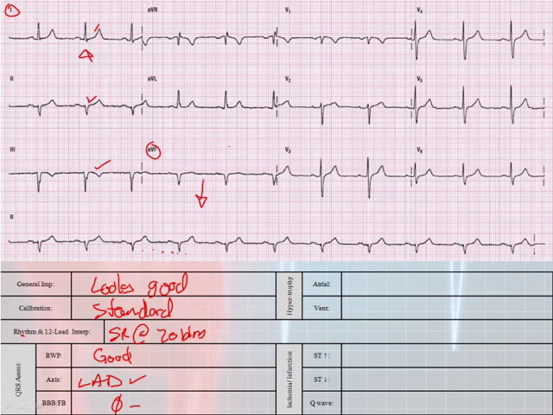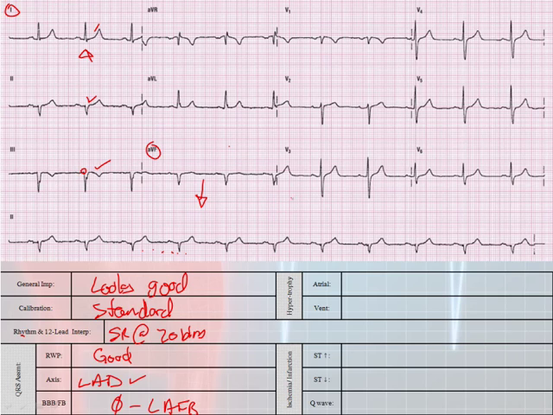Now, do I have a Q1R3? So I want to look for a small Q wave in lead 1. There is possibly one there. It's kind of hard to tell on this digital copy. There's a small R wave in lead 3, so that means that we do have a left anterior fascicular block.